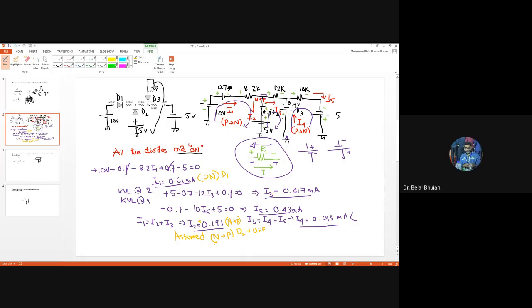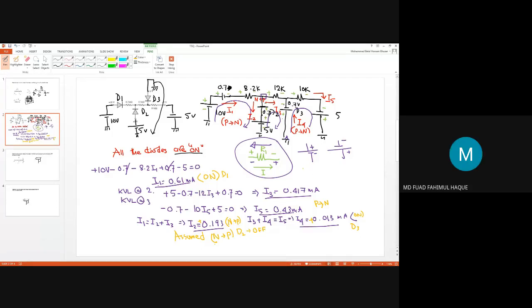Okay, finally I4. What is our assumed current direction for I4? Sir, P to N. P to N we assumed. Now what is the sign for the calculated current? It's positive. What does that mean? The diode agrees, current on. So D3 on. So in our circuit, what we have found is D1 and D3 are on, but D2 is off.